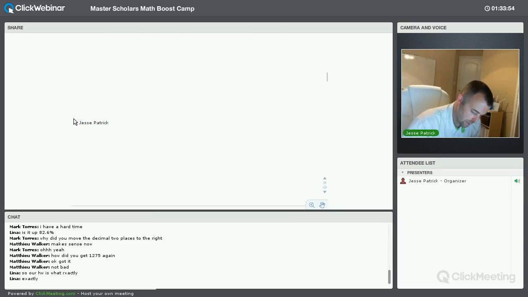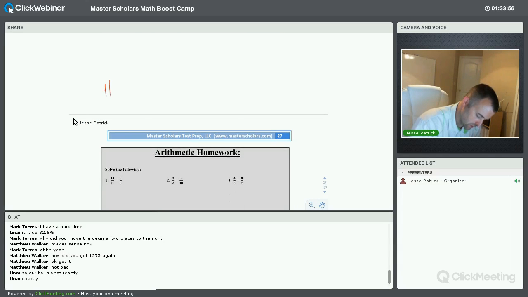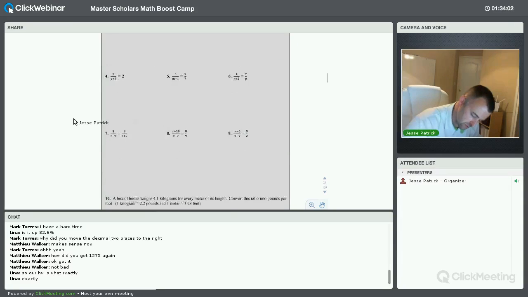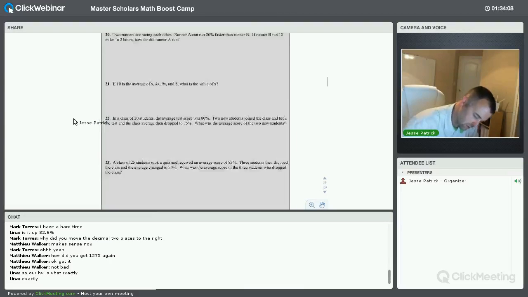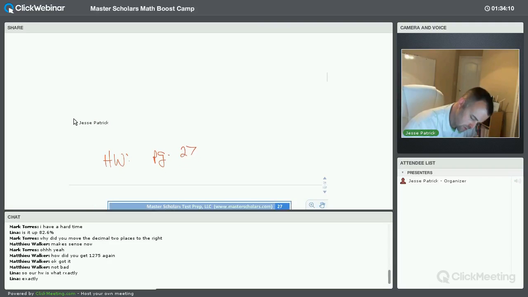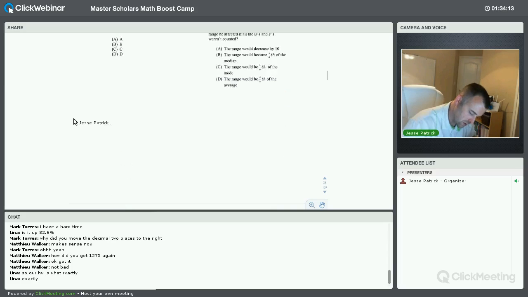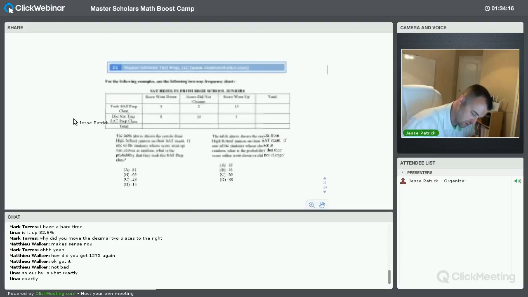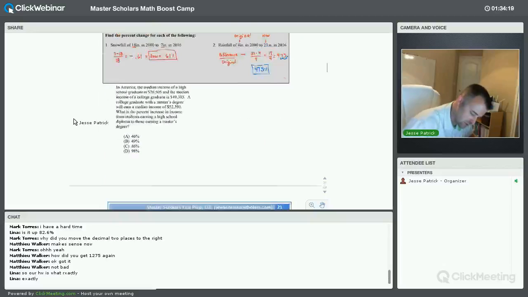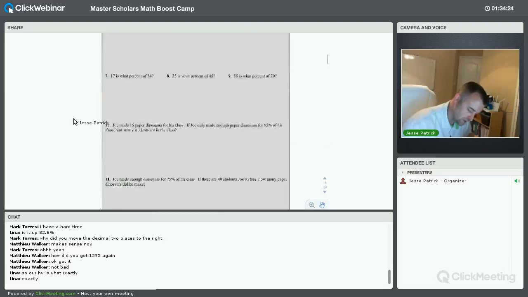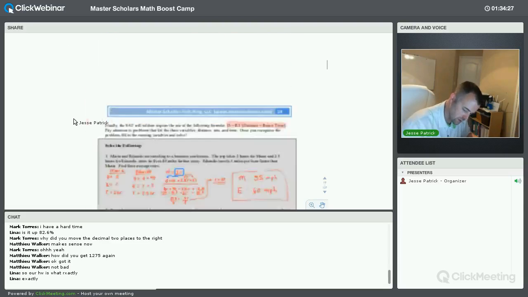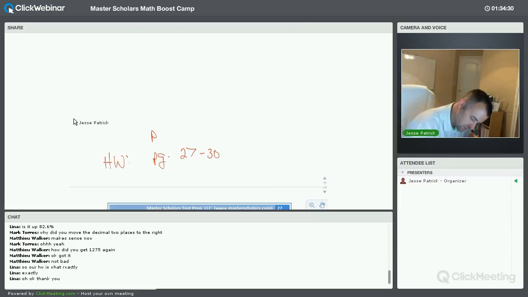Okay, the homework. Just so you know, this one's page 27 through 30. And again, it's the stuff that says homework. So just look in the book where it says homework. We had the math basics and the arithmetic lessons that we did today. So it's page 15 and then 27 through 30. I'm just going to write it down so you have that.